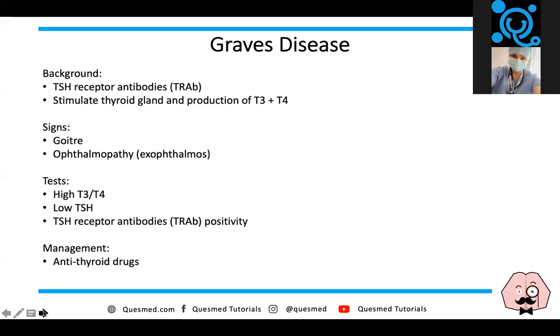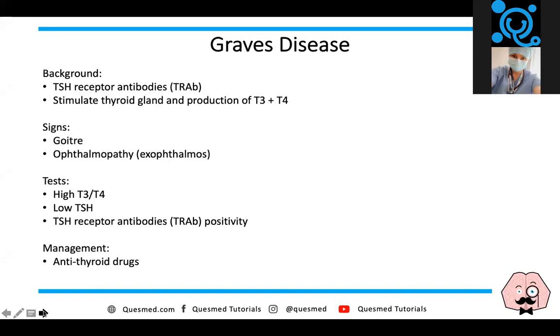A wee reminder on Graves' disease. Remember, that's an autoimmune condition characterised by antibodies to the TSH receptor. So TSH receptor antibodies, or TRAB. And these stimulate the thyroid gland to produce thyroid hormones T3 and T4.